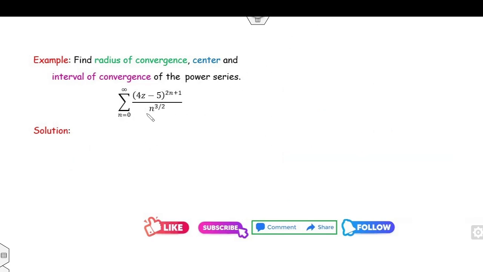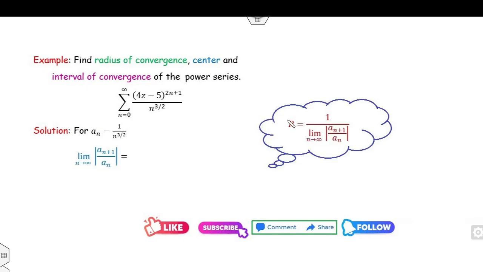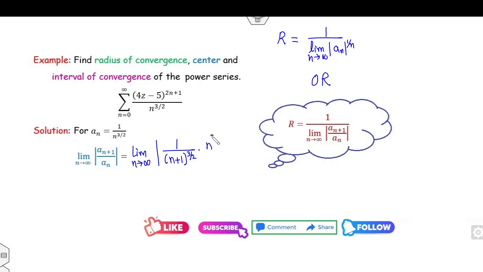Okay, look at this another one. Again, you can compare the given series. Your a_n will be n raised to power 3 by 2. Fine. So either you can use this formula or, dear students, remember you may use this formula as well. Okay, I will tell you this example with the help of both formulas. So let's see. Firstly, you can solve by this method. So the value in this case is 1 over (n plus 1) raised to power 3 by 2, n raised to power 3 by 2 over 1.